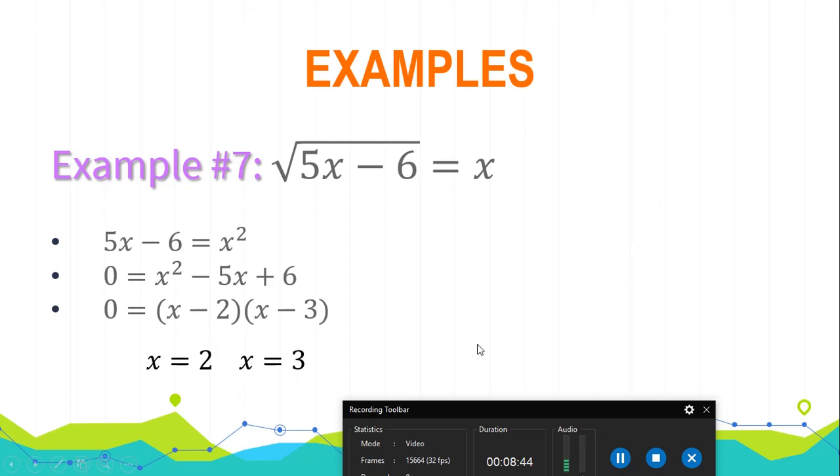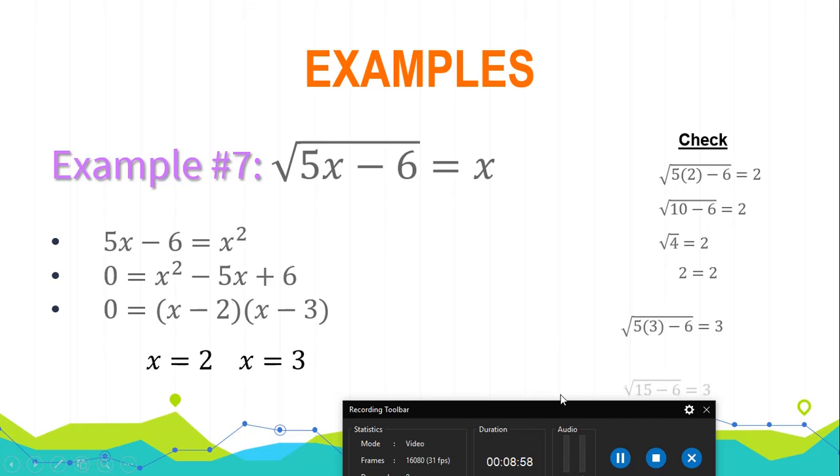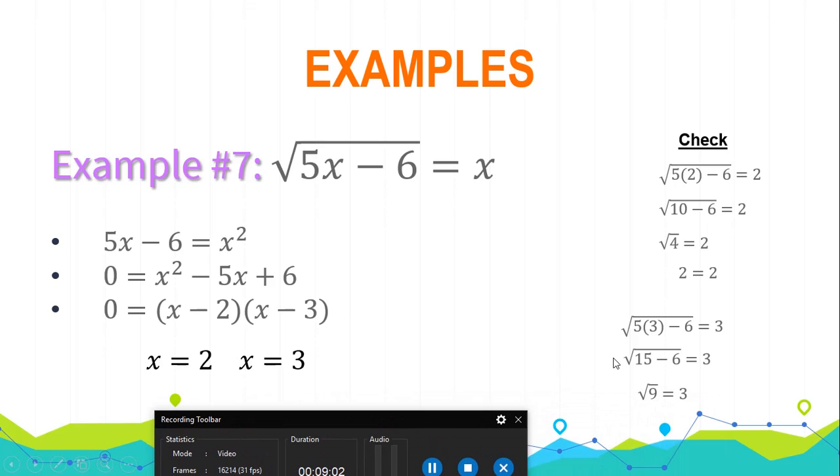Now we need to check that both are acceptable solutions. I'm going to start with the 2. And as I go through, 2 does work as a solution. Now we'll check 3. And we see that 3 works as well. So both 2 and 3 are appropriate solutions.